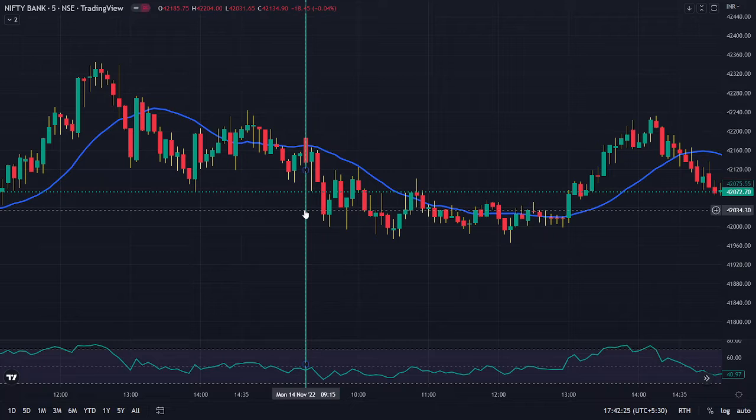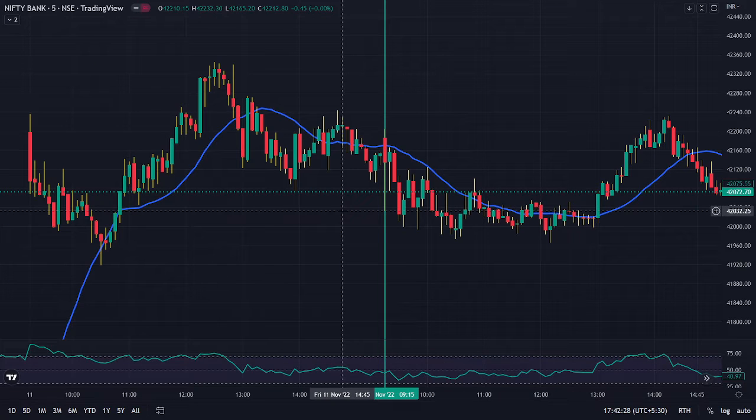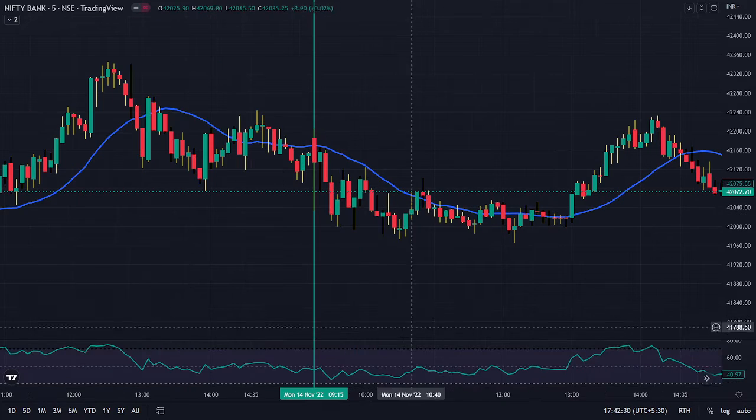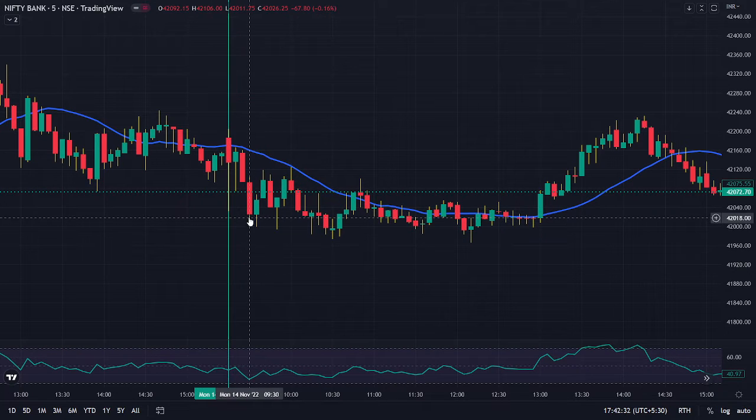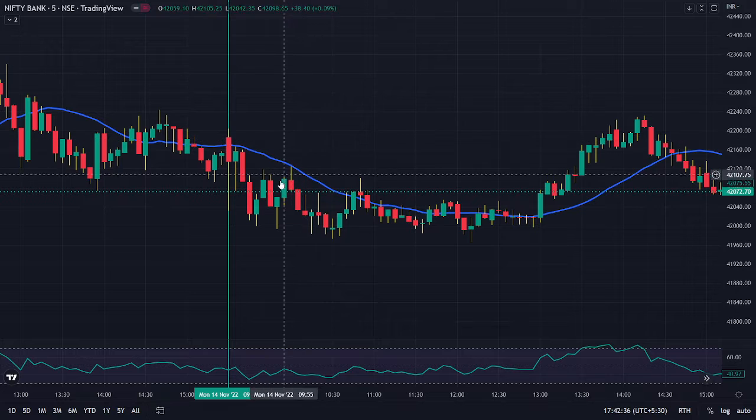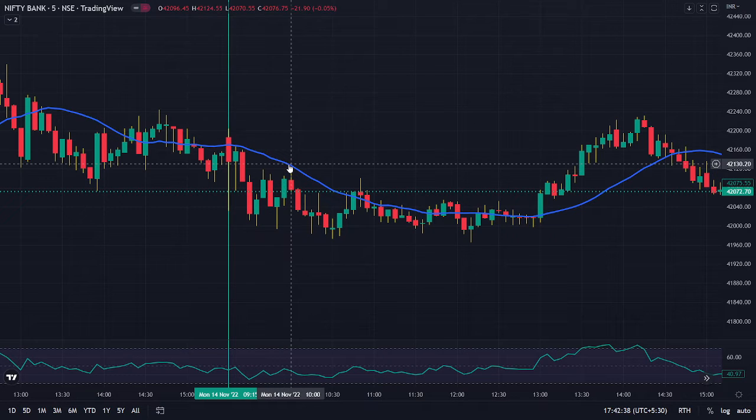And when this wick was broken, that is the real change which happened here. After this wick was broken, we can see that the market had a nice retracement till the 20 period moving average. This red candle touched this 20 period moving average and had a nice small term downtrend.